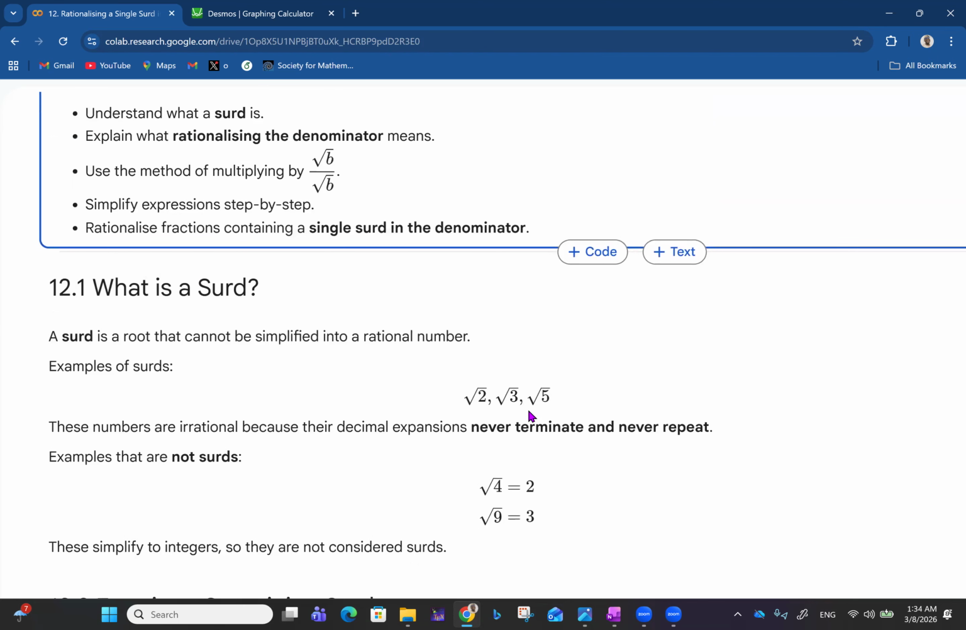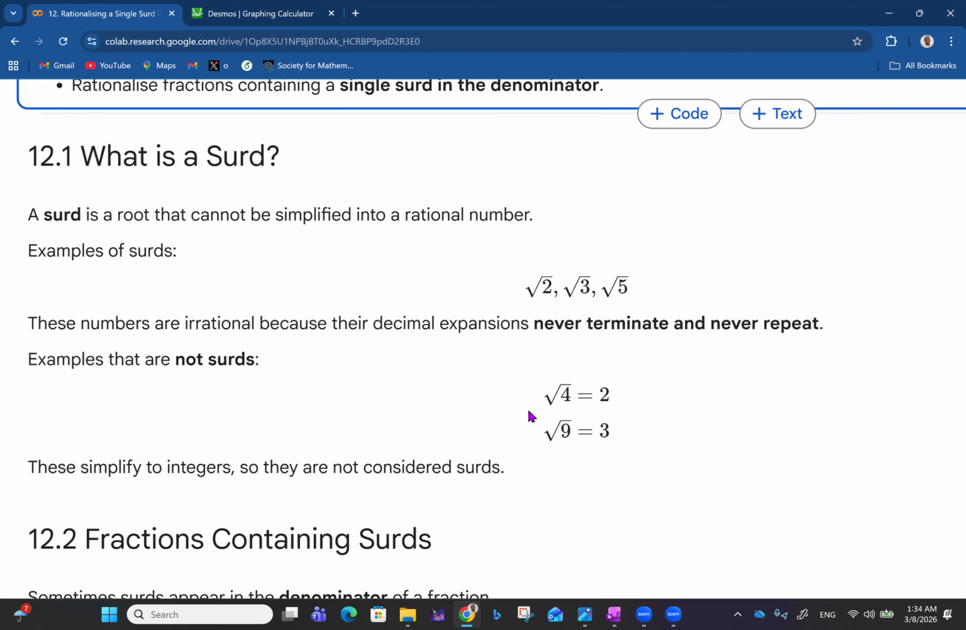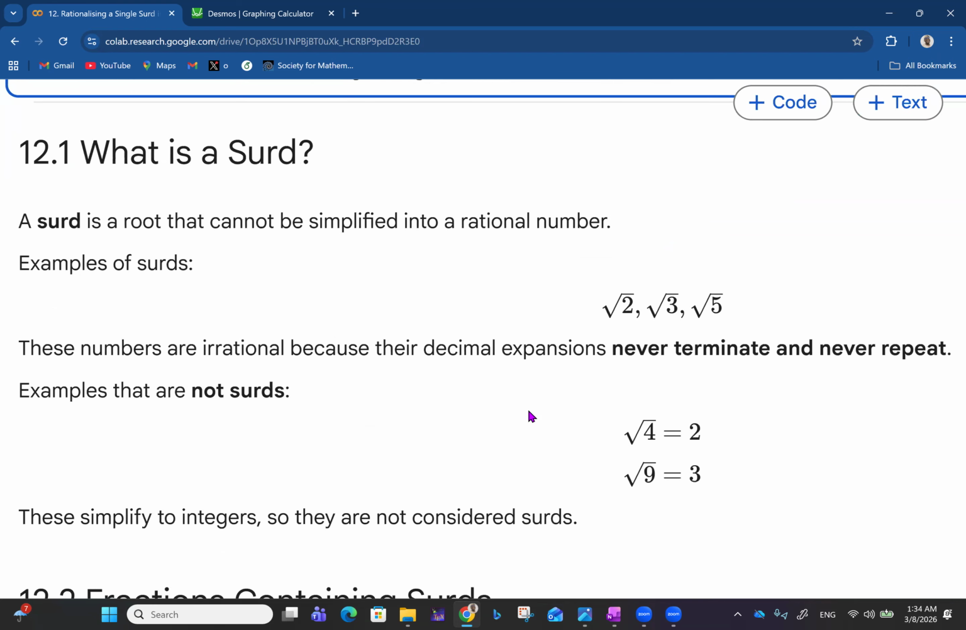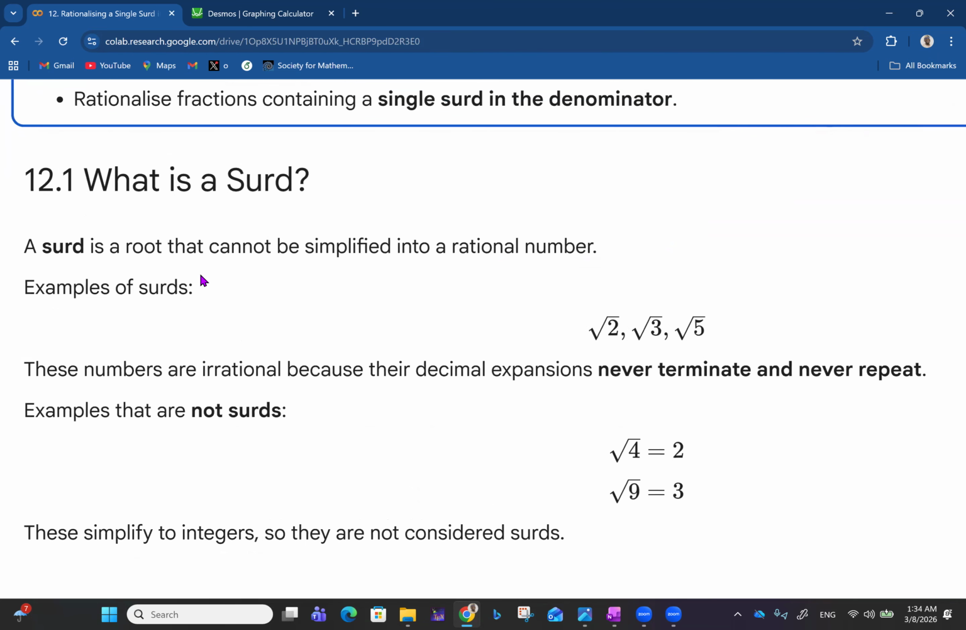Okay, so again, to refresh our memories, or if this is your first time coming across the idea of surds, it should be known that a surd is a root that cannot be simplified into a rational number. Examples of surds include root 2, root 3, root 5. Try as hard as you may, you cannot get these numbers to become ratios of rational numbers. A rational number is a ratio of two integers, so you can't express any of these that way. These numbers are irrational because their decimal expansions never terminate and never repeat.